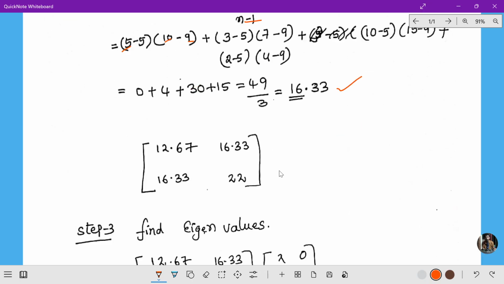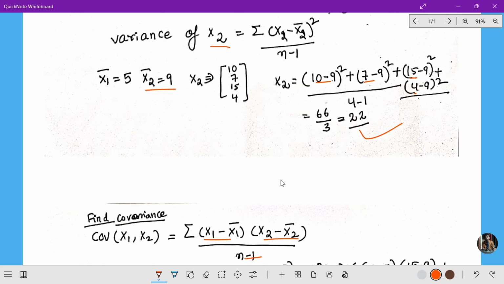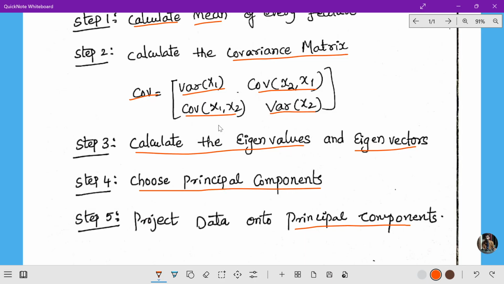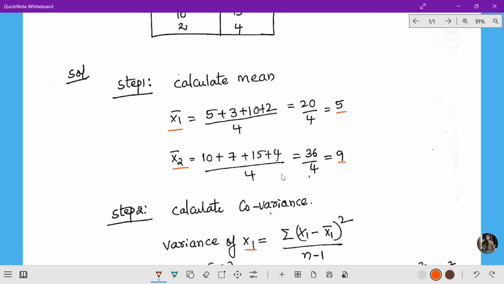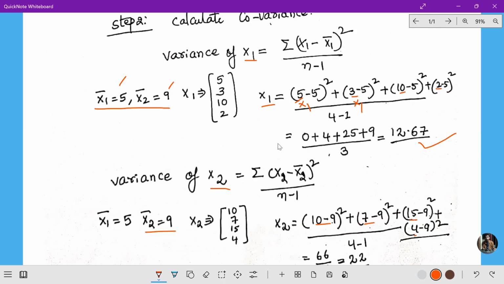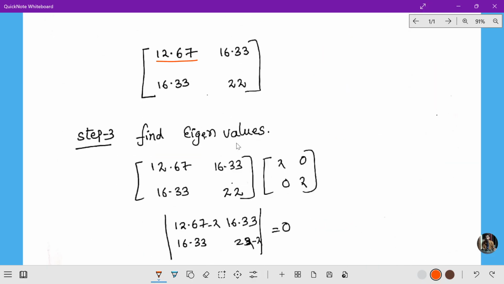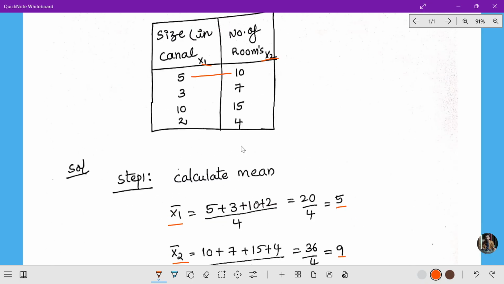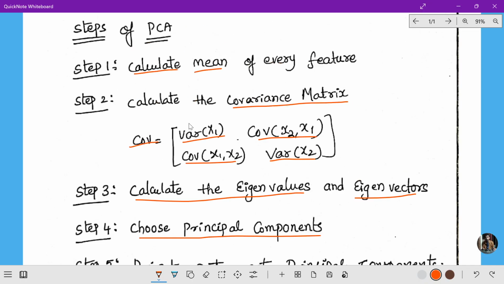After completion of this one, how to write this one? So remember, in the above formula, they have mentioned variance of x1 and variance of x2. So when we find out the variance of x1, the value is 12.67. Where is this 12.67? This one. So variance of x1 is 12.67 and variance of x2 is 22. So we need to write here and here as per the formula. This is variance of x1, this is variance of x2.